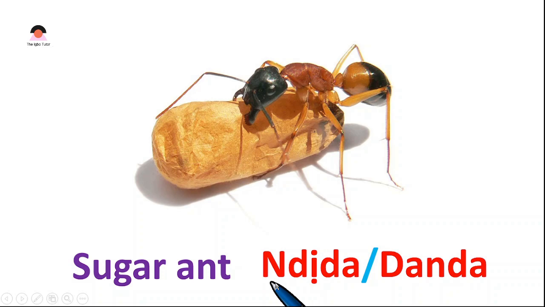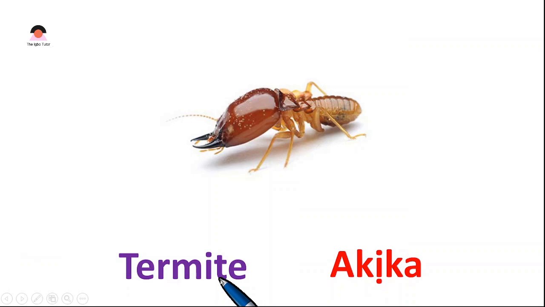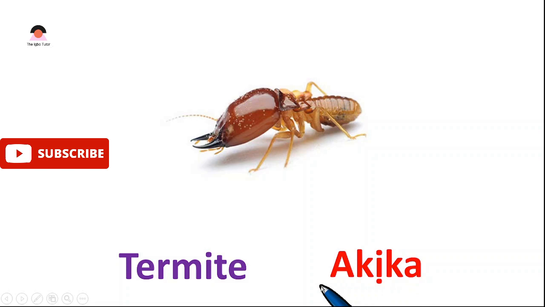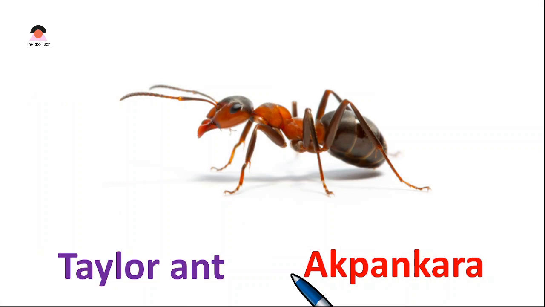Ndida or danda, as the case may be. We move on to termite. Termite in Igbo is called akika. Akika, that is termites in Igbo language. Let's go on to the next insect, tailor ant.